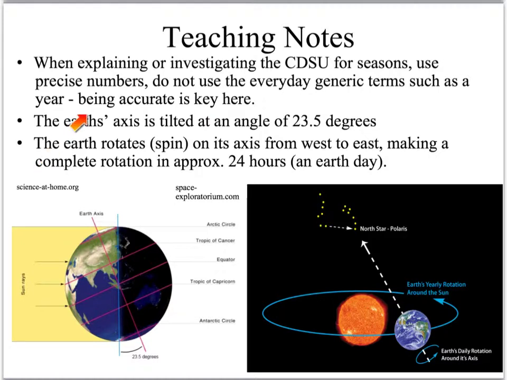The Earth's axis, which is an imaginary line that runs through the centre of the Earth from pole to pole, is not at right angles to the Sun. It is tilted at an angle of 23.5 degrees. The Earth rotates, or spins, on its axis from west to east, making a complete rotation in 24 hours, which is an Earth day. As viewed from the North Star, or Polaris, the Earth turns counterclockwise. This may help students to remember, but as we cannot view the world like that, it is correct to use the term west to east.